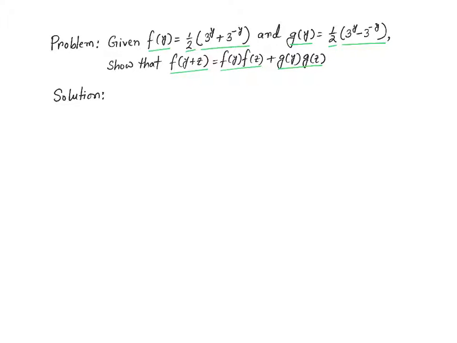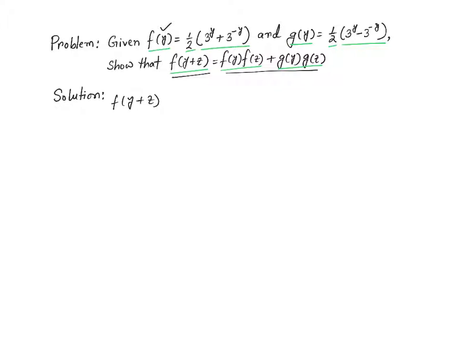To solve this problem, we are going to show that the left hand side of the desired equation, which is f of y plus z, is actually equal to the right hand side of the equation. So let's start off with the left hand side, f of y plus z. Now what we are going to do is apply the given definition of f of y. So here is the definition of f of y, which is 1 half times 3 to the power y plus 3 to the power negative y.